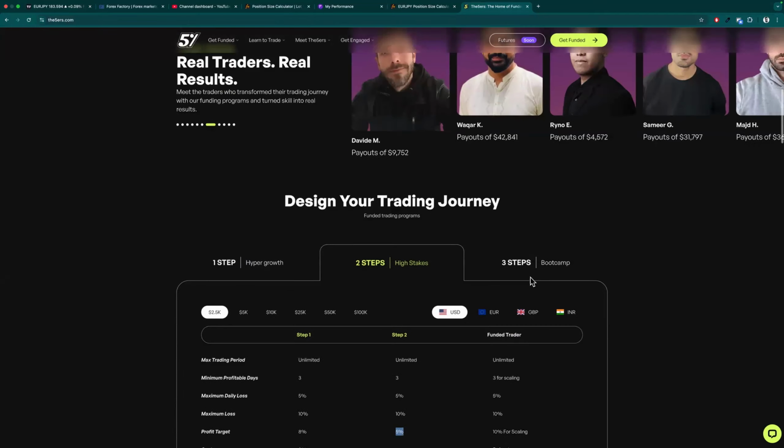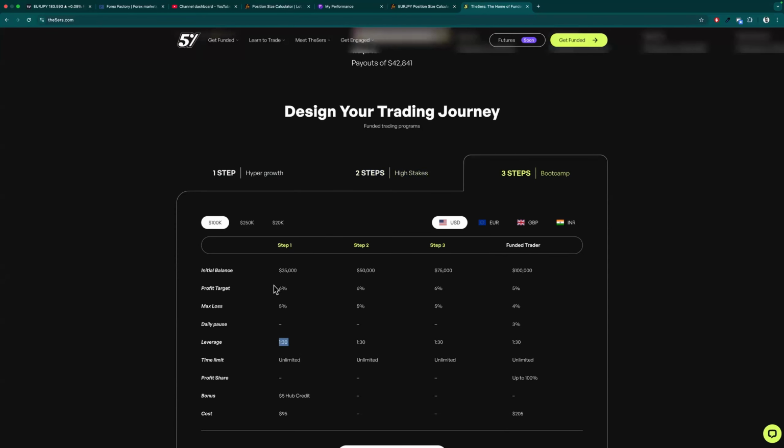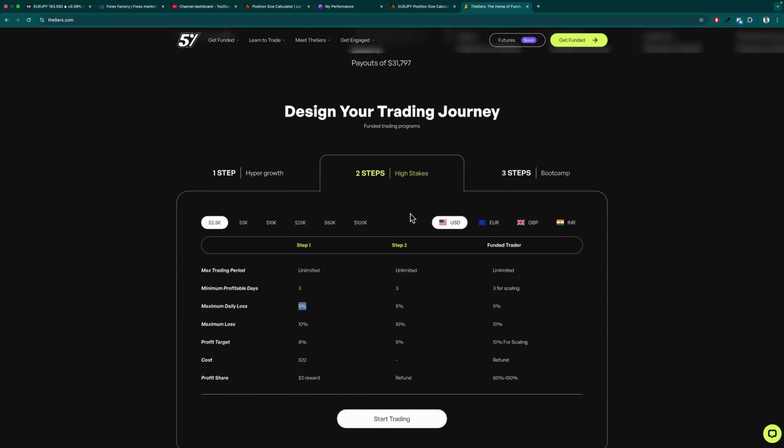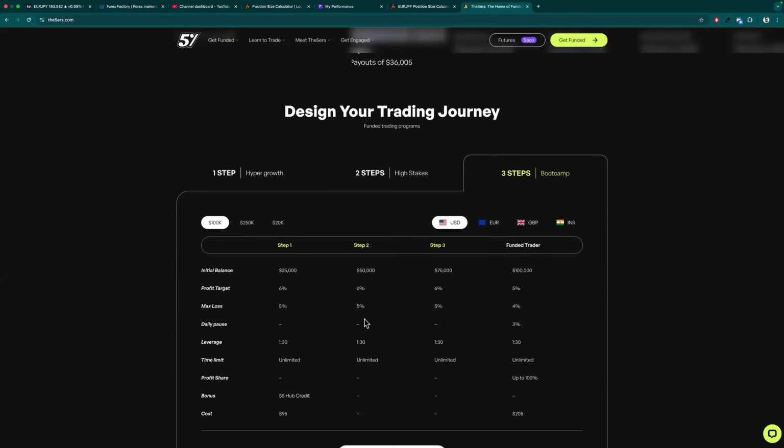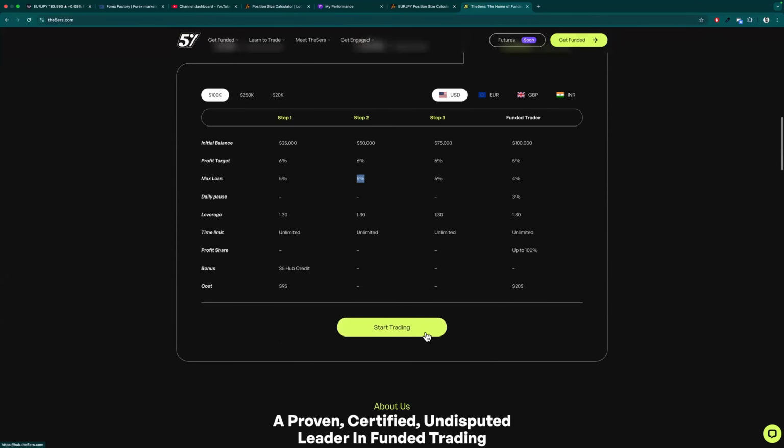Now, three-step bootcamp account is different. Again, they have 6% profit target. It's smaller. Max loss is 5%. Now, here we had 10% and here it is 10%. And here we have 5%. Now that also means you breach the account easily. And they have a scaling program.